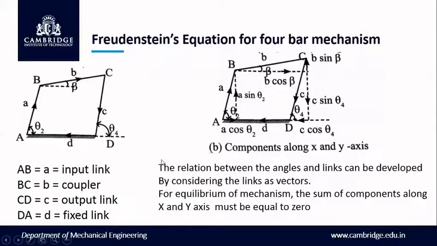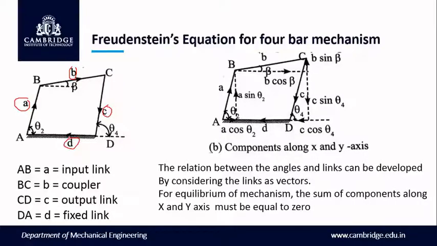Let us discuss what is Freudenstein equation first. Consider this diagram, which is on the left hand side, a four-bar mechanism which consists of a fixed link called AD, an input link AB, the coupler BC, and an output link CD. Let us call the input link as small a, the coupler as small b, the output link as small c, and the fixed link as small d.